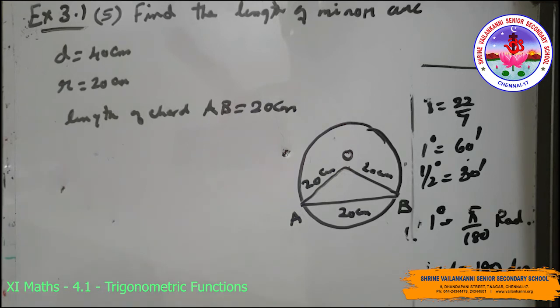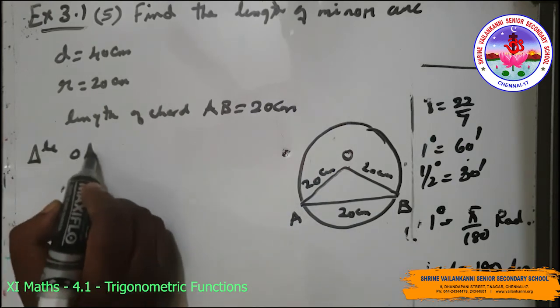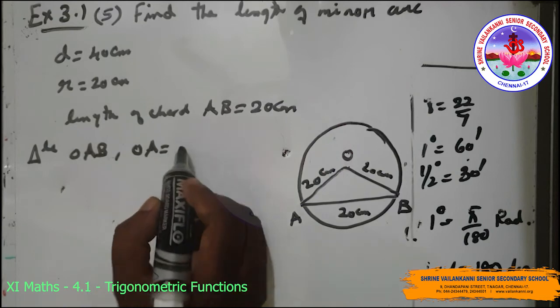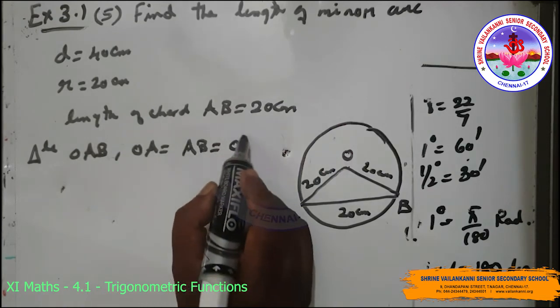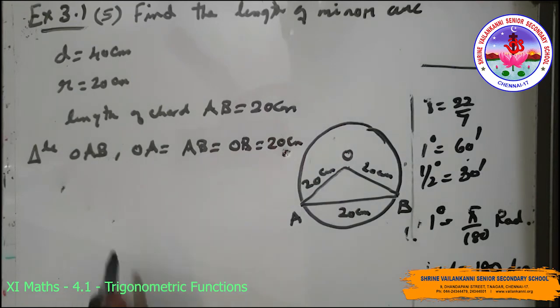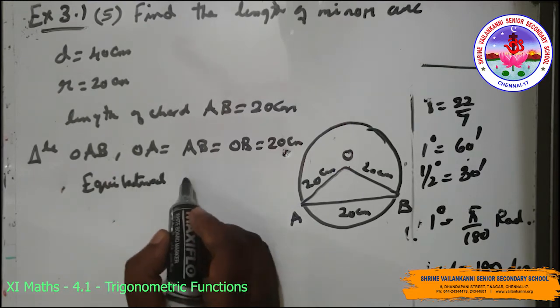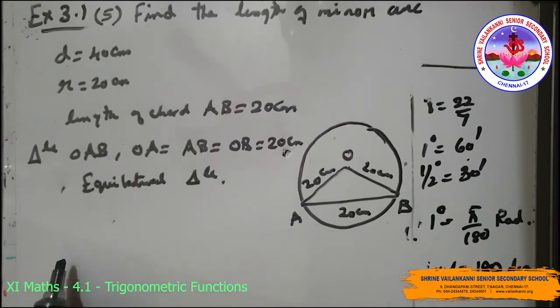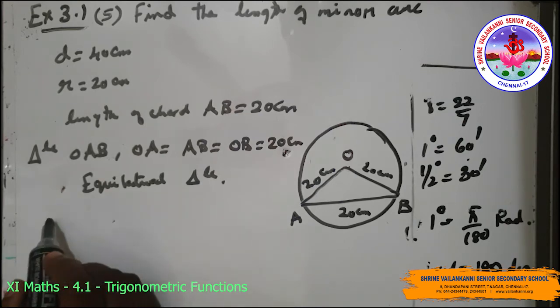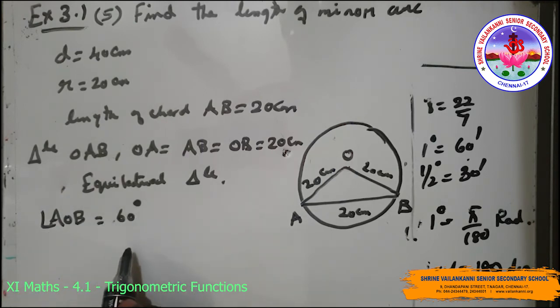So in triangle OAB, AB, OA and OB are equal to 20 centimeter. So triangle OAB, OA equal to AB equal to OB, which is equal to 20 centimeter. Hence the triangle is an equilateral triangle. So all the sides are equal. Therefore angle AOB is 60 degree. So all the angles are equal. So angle AOB is equal to 60 degree.